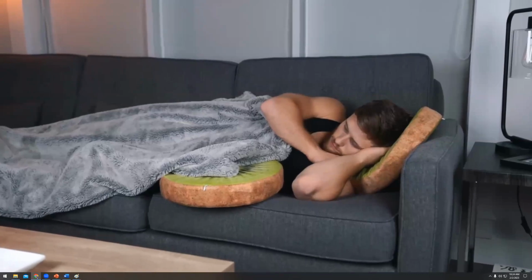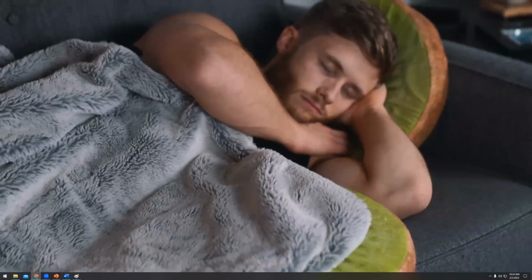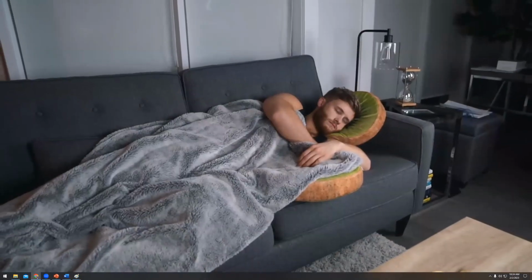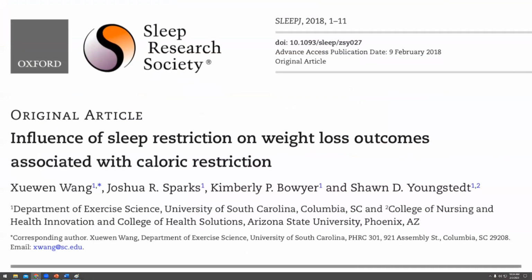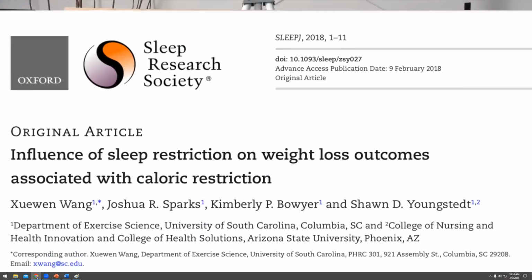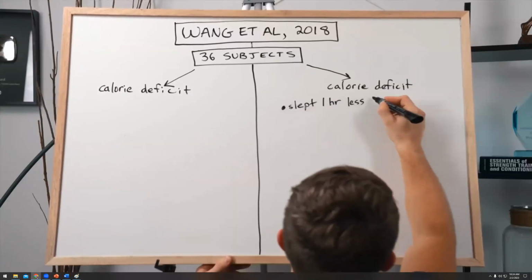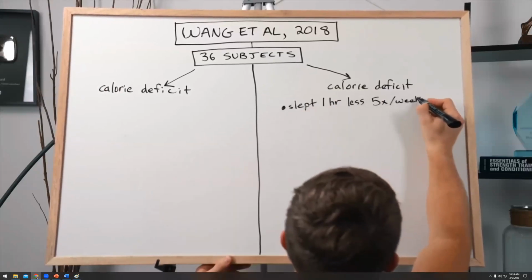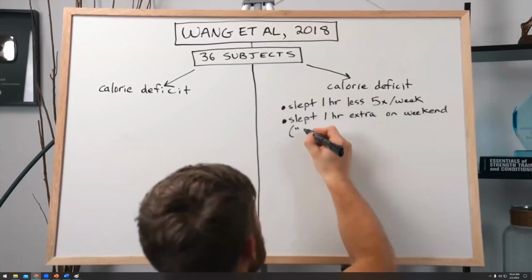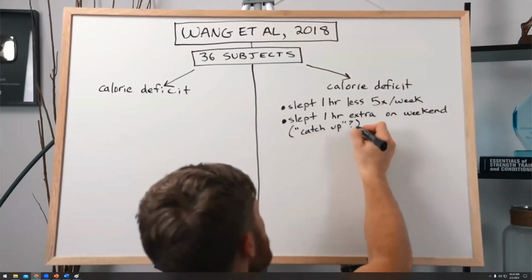The first is to sleep more. I think sleep might be the single most underrated factor when it comes to transforming your physique. Just consider this 2018 study from Wang and colleagues. They split 36 subjects up into 2 groups that both entered a caloric deficit, except one group slept 1 hour less 5 nights per week. They were also allowed to sleep 1 hour extra on the weekends to catch up.